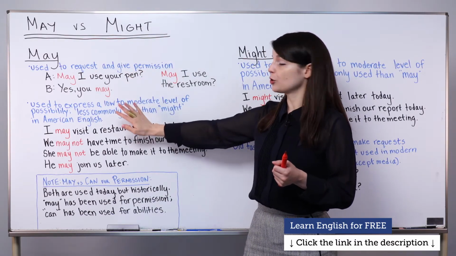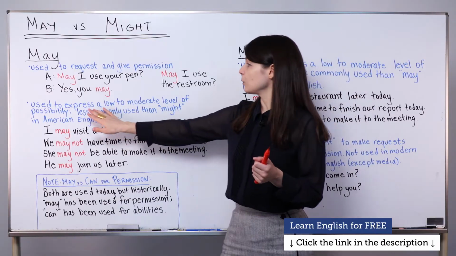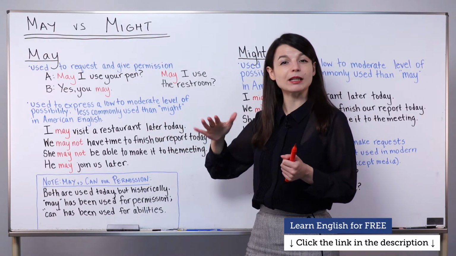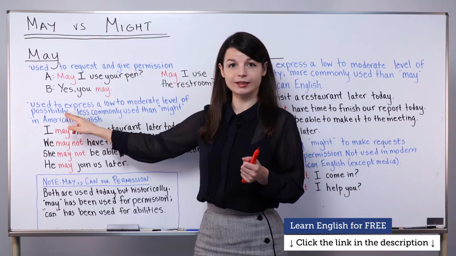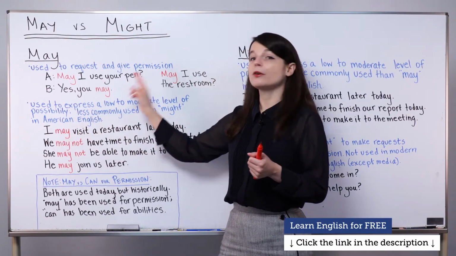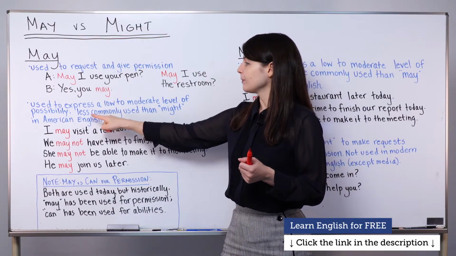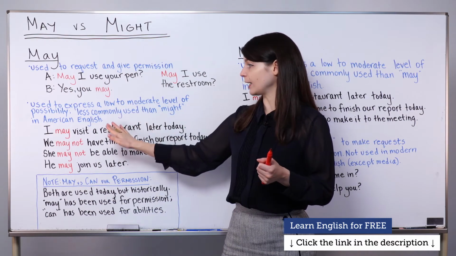Let's go to point 2 for may. The second use of may is to express a low to moderate, moderate is like medium, a low to moderate level of possibility. So may has this meaning, yes. So does might, as I'll talk about later. But may is less commonly used than might in American English.